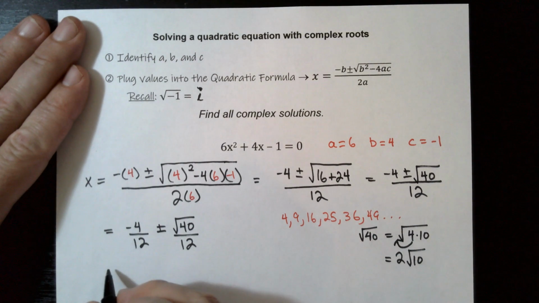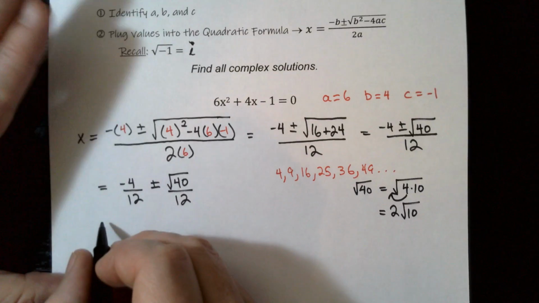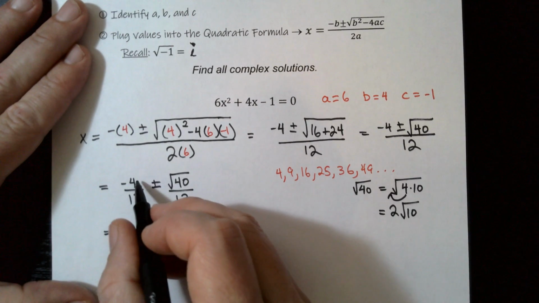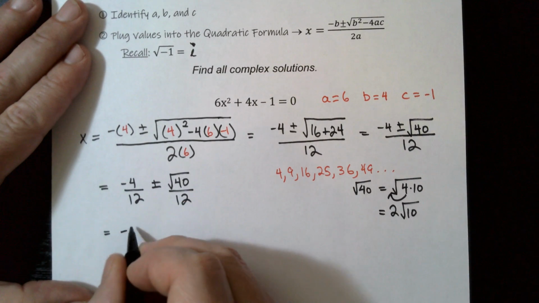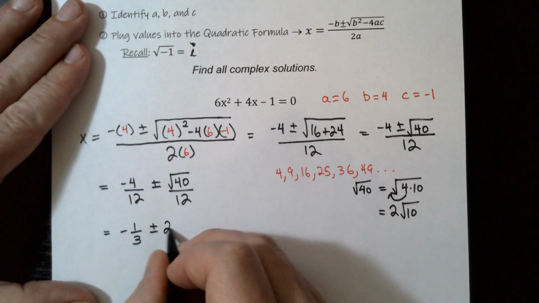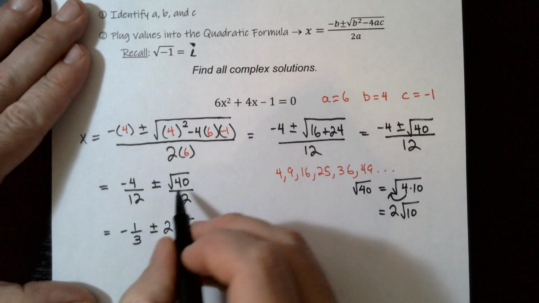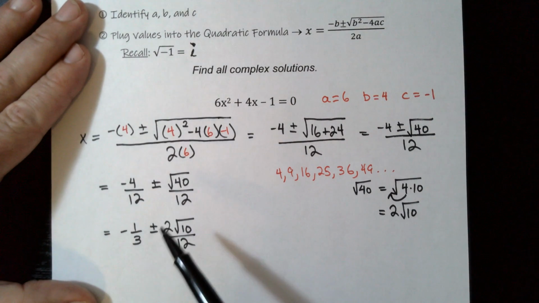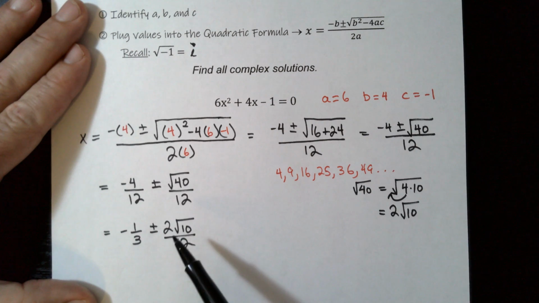Okay, so let's go back over here. We have, let's reduce this fraction. -4 over 12. Divide the top and bottom by 3, so it would be -1 over 3. Plus or minus 2 square roots of 10. That's what we figured out the square root of 40 was. Divided by 12. We need to do one more thing here. We need to reduce this fraction as well.